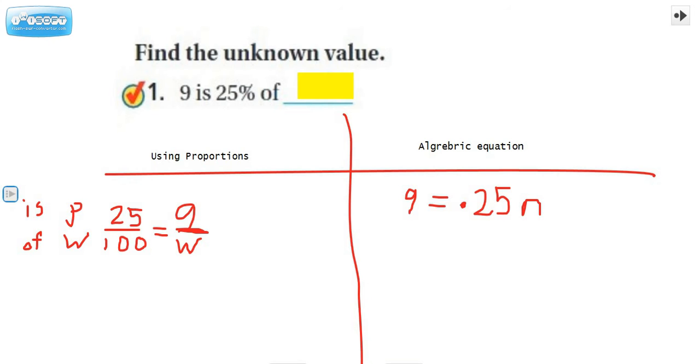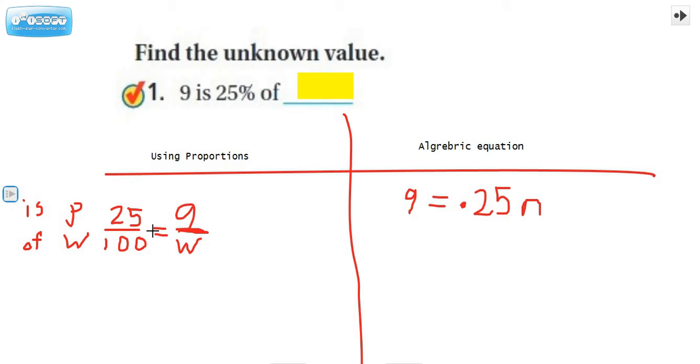We're going to explore two different methods for how you find the unknown value when the value you're looking for is the all of it number, or what we sometimes call the whole. Now if we're going to use proportional reasoning, we like to think of is over of, or parts over wholes. And when we think about what's 25%, the part would be 25, and that would be 25 out of 100.